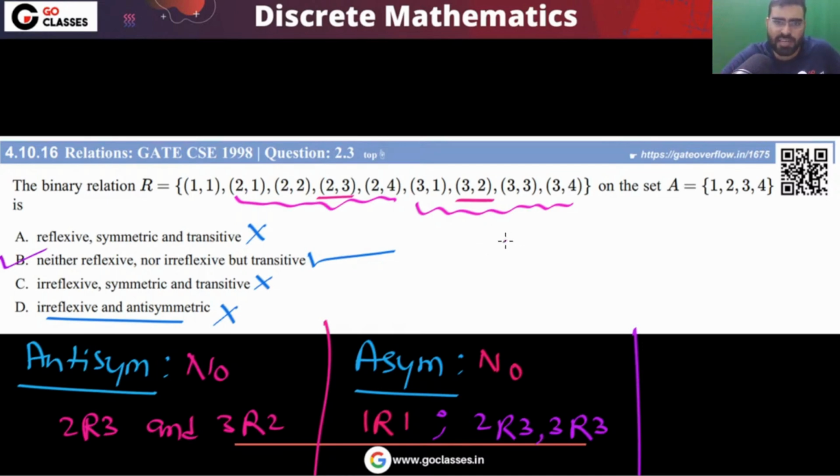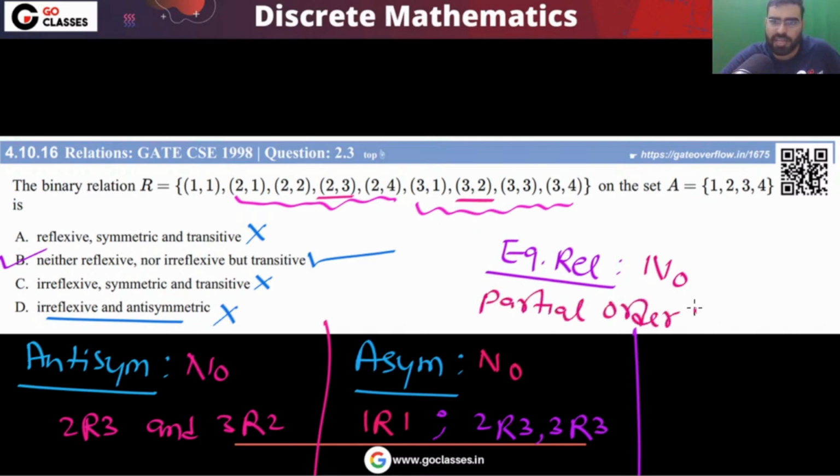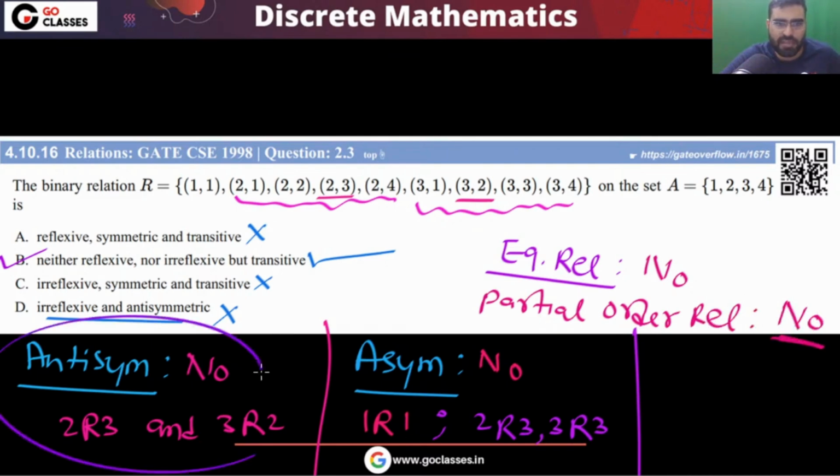What about equivalence relation? Equivalence relation means reflexive, symmetric, and transitive. But you can notice this is not reflexive and not symmetric, so this is not an equivalence relation. What about partial order relation? Can I say this relation R is a partial order? The answer is no, because it is not reflexive and not antisymmetric. So that is the reason this is not a partial order relation. These are the properties of this relation.